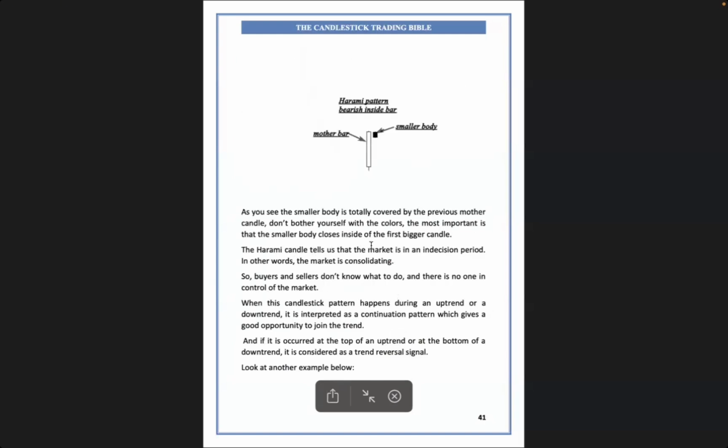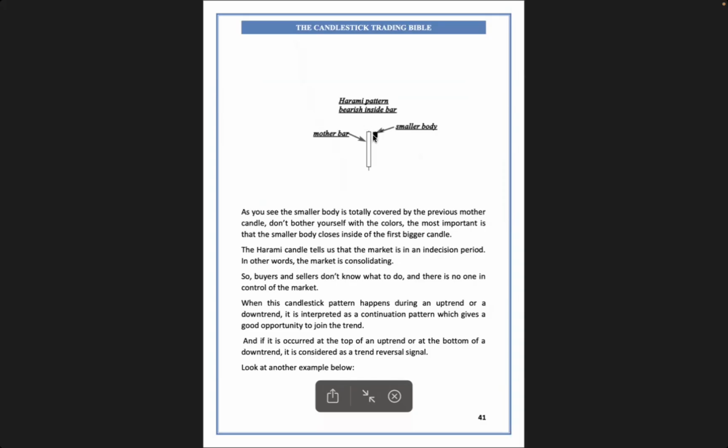So the Harami candle tells us that the market is in an indecision period. What it's saying is you have a bullish candle here. Obviously, you'd expect that the markets will continue going up. But what happened? After the candle closed, the next one opened right after, and there was very little pressure. Buyers couldn't push it above the previous candle's high, which means the price is not really going up.